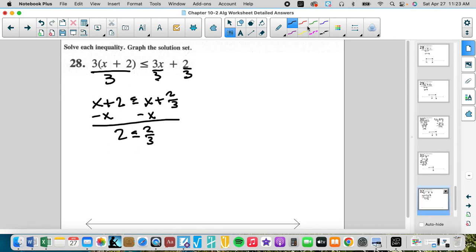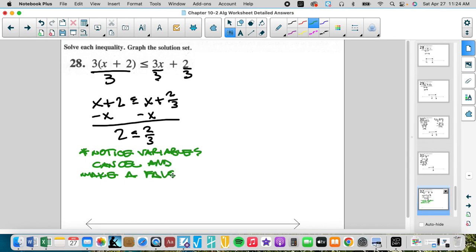Notice the variables cancel out. Variables cancel. That's a very unique situation. Variables cancel, and they make a false number statement. 2 is not less than or equal to 2/3. When the variables cancel and they make a false number statement, the answer is no solution.